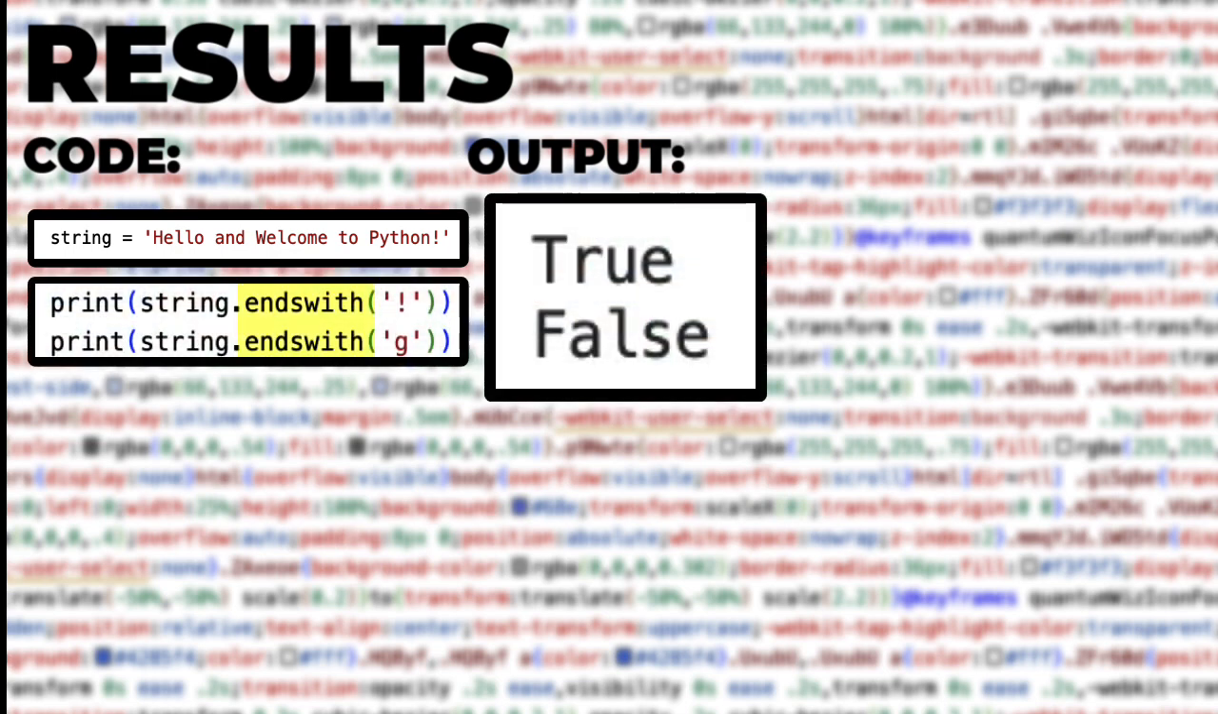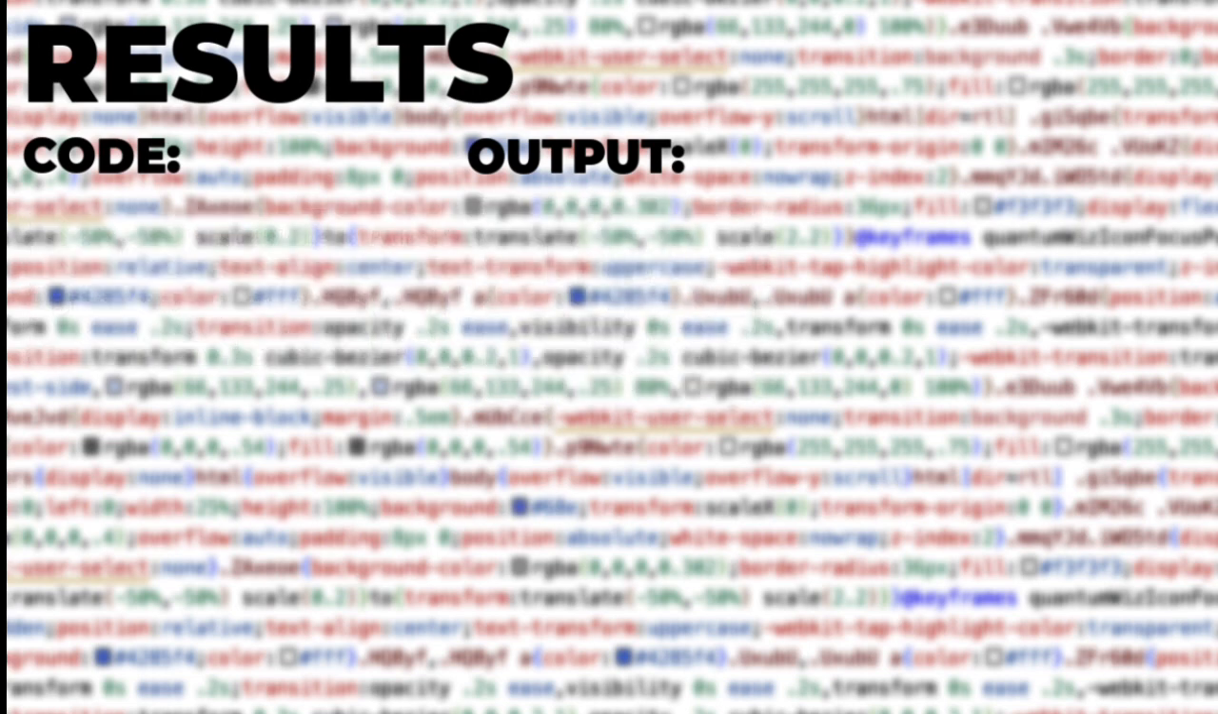Next we have endswith. This will return true if what we put into the bracket is the same as what is at the end of the string. It will return false if not. So in my example, an exclamation mark is at the end of my string, so it returns true, but the letter G is not, so therefore it returns false.